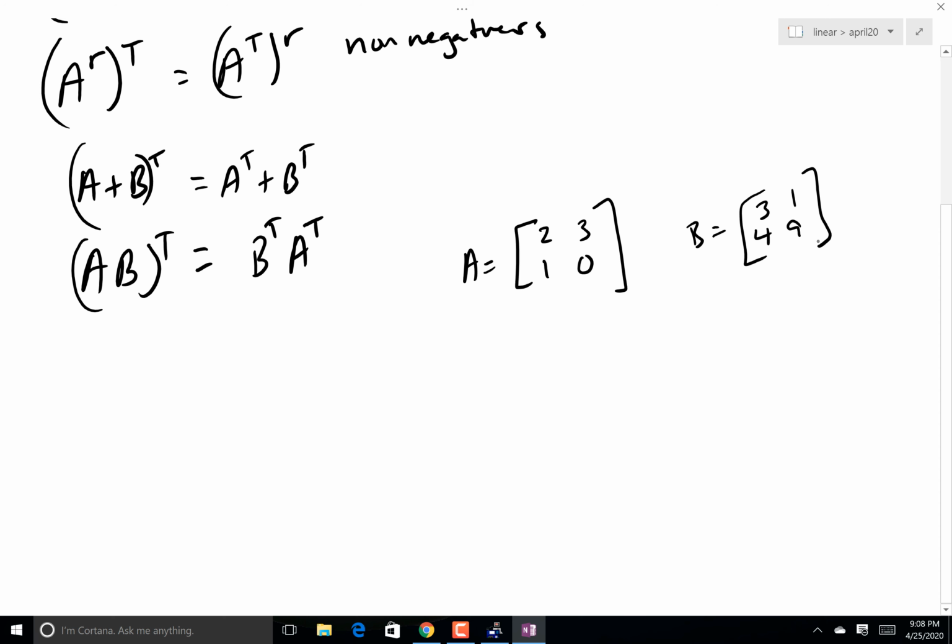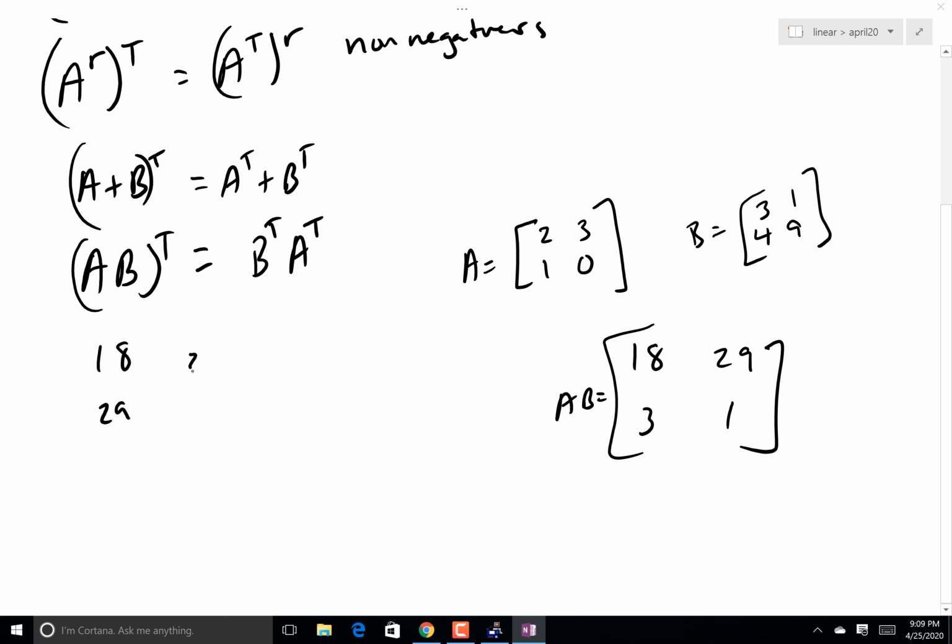So AB is going to be 6, and 12 is 18. And then it's going to be 2, and 27 is 29. And then we're going to have 3 and 0, so 3, and you're going to have 1 and 0, which is 1. So that is AB. And so if you take (AB) transpose, you're going to get 18, 29, 3, 1.